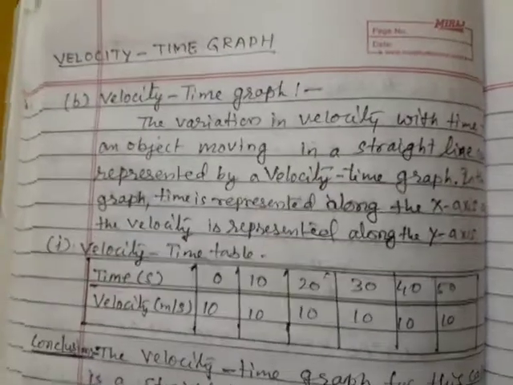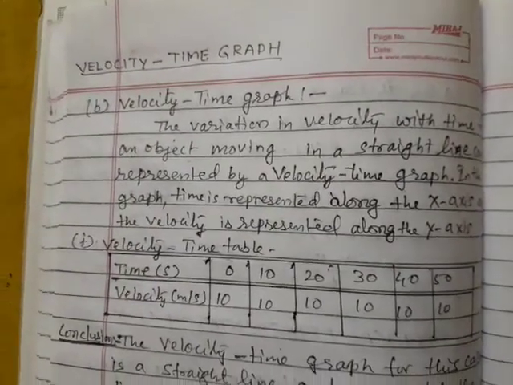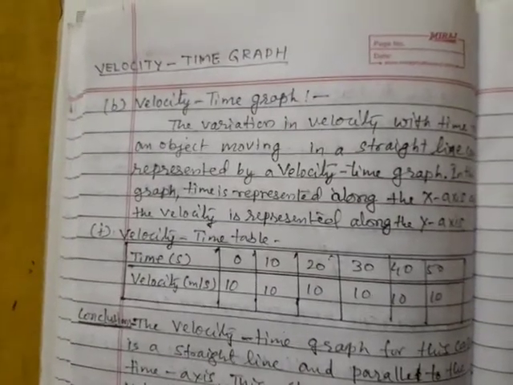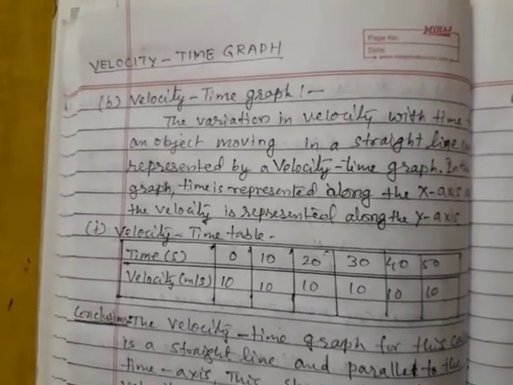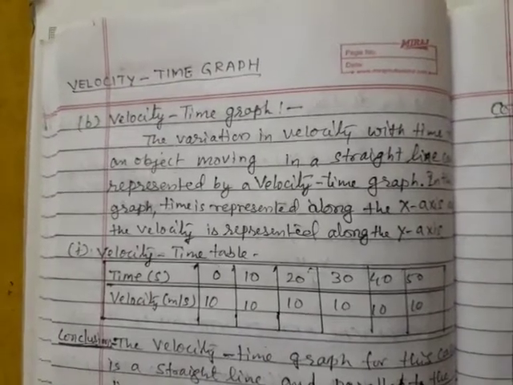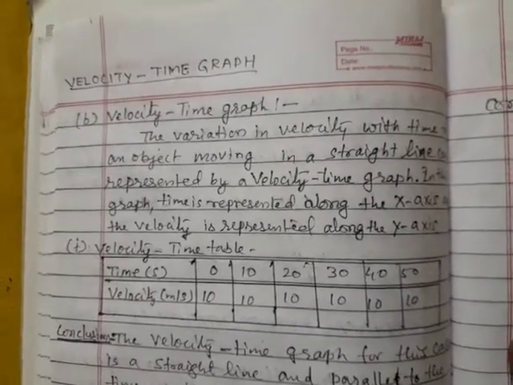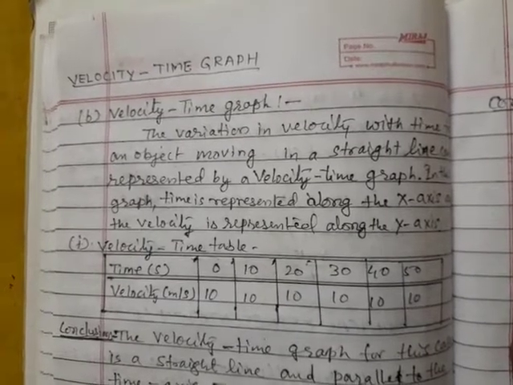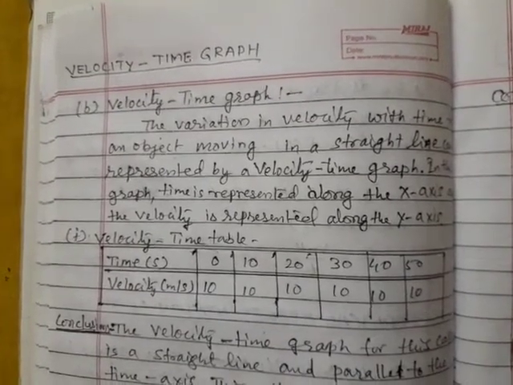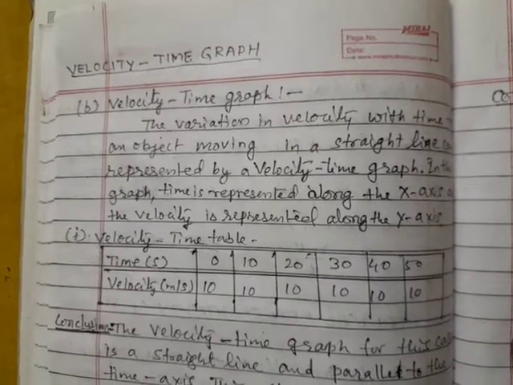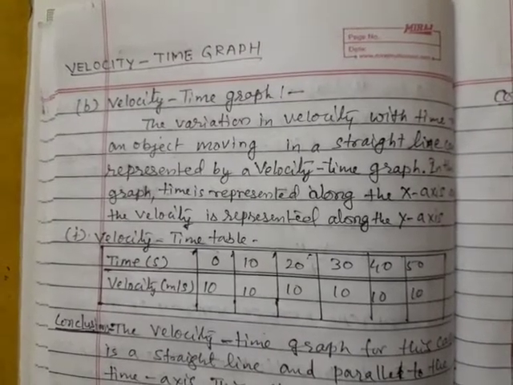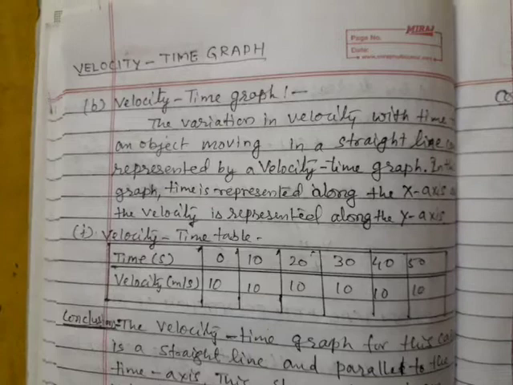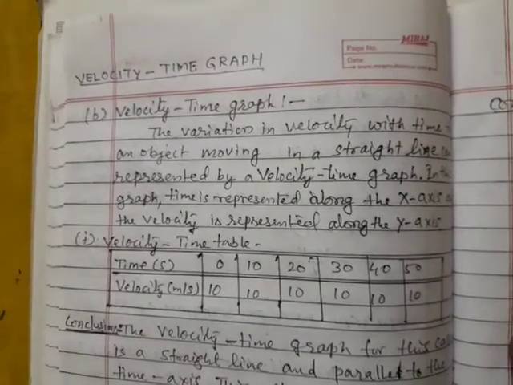Hello students, in the previous video I described the distance time graph and the different shapes of the graph we can get. Now in this video I am going to describe the velocity time graph. The variation in velocity with time of an object moving in a straight line is represented by the graph that is called the velocity time graph. The shape of the graph expresses the nature of the motion of the object.